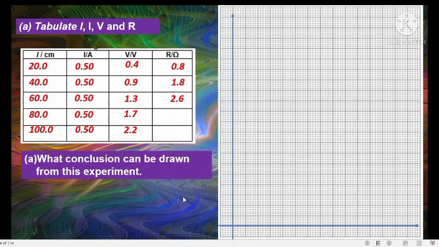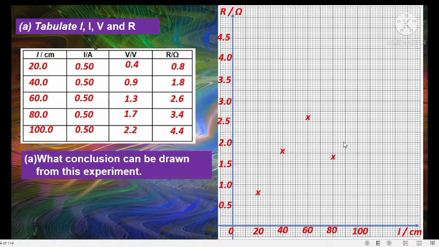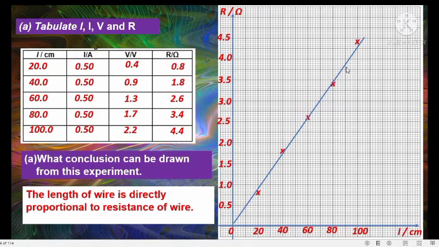From the values that we get, calculate the resistance of the wire. R equals V divided by I. So this is the reading of resistance for this experiment. Based on the table here, plot a graph of R against L. Mark the scale correctly. Transfer all points correctly. Draw the best straight line. So we get a straight line that passes through the origin. What conclusion can be drawn from this experiment? The length of wire is directly proportional to the resistance of the wire.